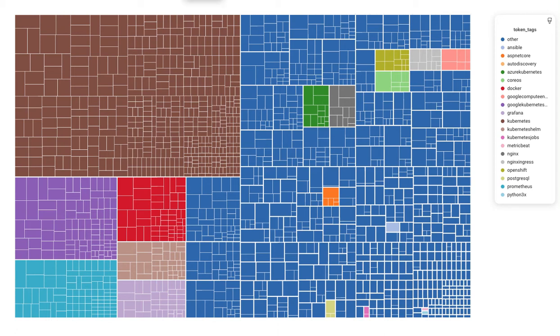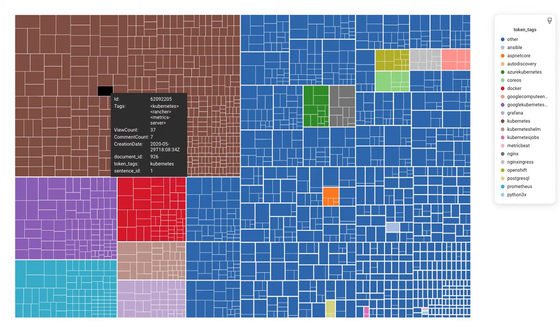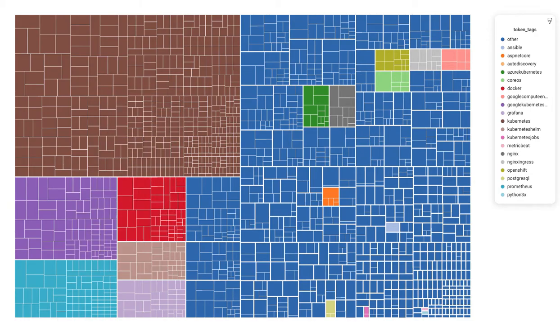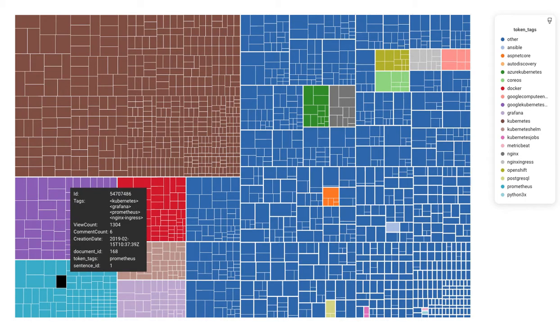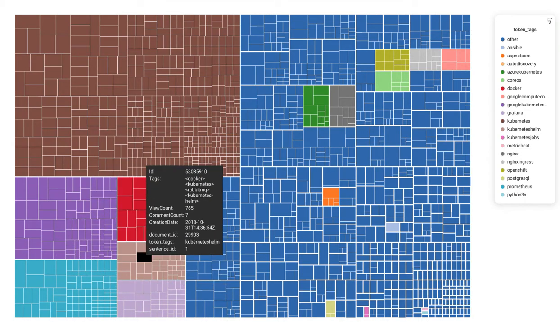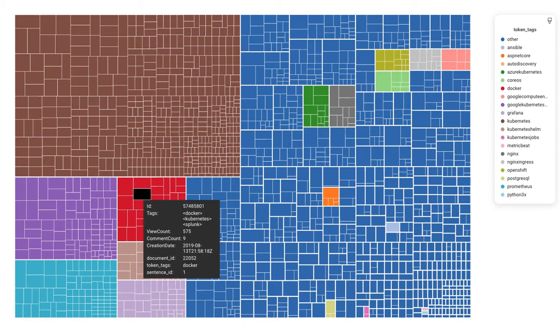Let's look at the 3700 Kubernetes monitoring related questions asked by developers in 2020 on Stack Overflow. Here they are categorized, and we see the largest category to the top left is Kubernetes as a generalized category. We go to the bottom of that, we see the second largest one is Google Kubernetes Engine, Prometheus, Grafana, Kubernetes Helm, Docker. So no real surprises here.